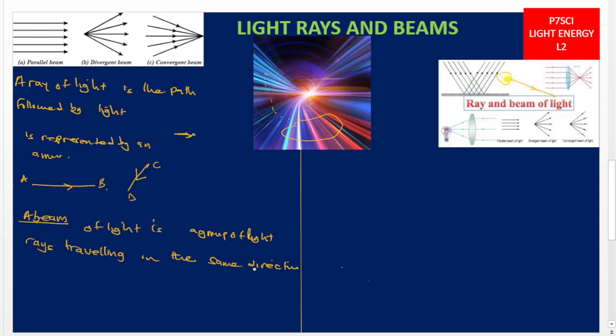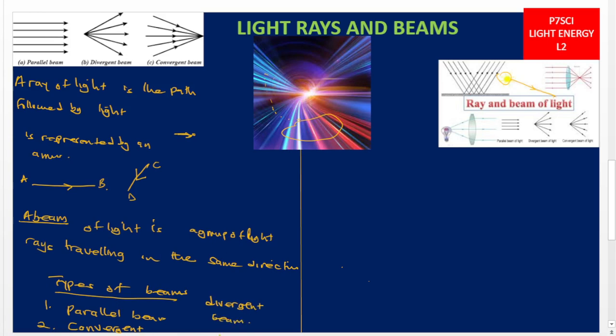So a beam of light is a group of light rays traveling in the same direction. Therefore, my dear learner, we are going now to look at the types of light beams, and there are three types here. One, there is what we call the parallel beam of light. Then two, we have what we call convergent, or the converging. Then number three, we have the divergent or the diverging beams of light.